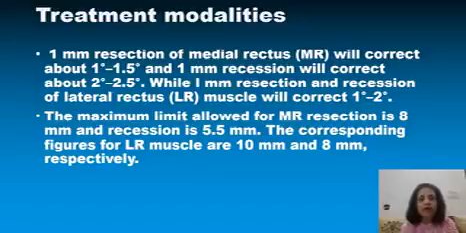One millimeter of resection of medial rectus will correct about 1 to 1.5 degrees, and 1 millimeter of recession will correct 2 to 2.5 degrees, and 1 millimeter of resection and recession of lateral rectus will correct 1 to 2 degrees. The maximum limit allowed for medial rectus resection is 8 millimeters, recession is 5.5 millimeters, and the corresponding figures for lateral rectus are 10 and 8 millimeters.